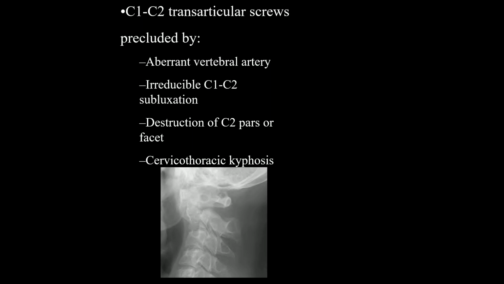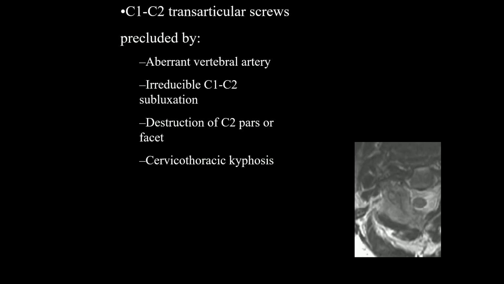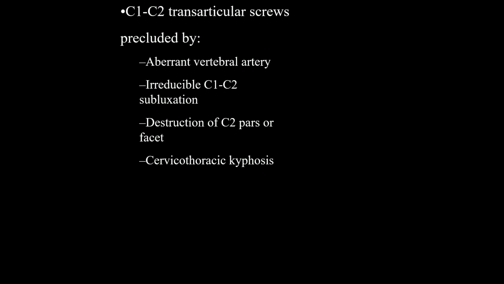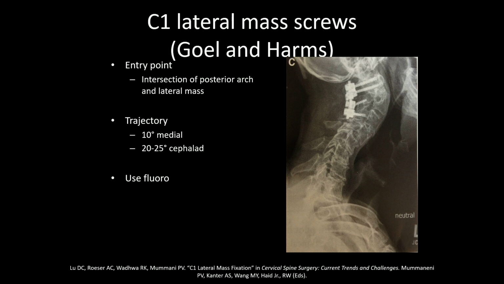So here's a non-reducible C1-2 sublux. You're not going to be able to get a transarticular in there. And if you have pathology involving the pars and pedicle, that's another issue that you don't want to do these transarticulars. So people started doing these C1 lateral mass screws, of course, and Goel initially published it. Harms popularized it with polyaxial screws.